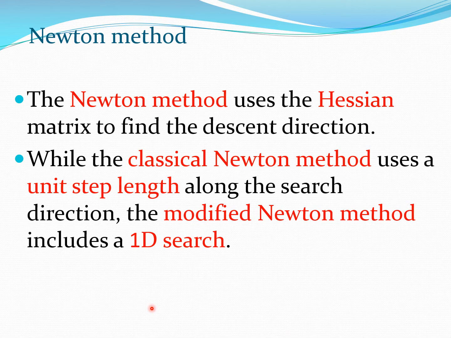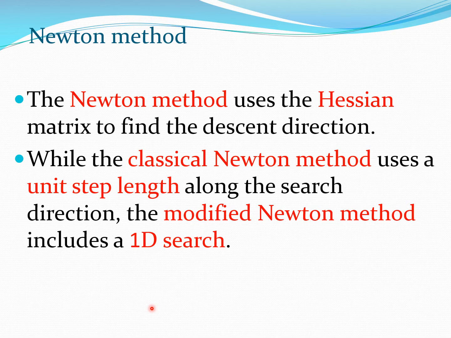Now, essentially, this chapter started with the Newton method. This is a very classical method which uses the Hessian matrix to find the descent direction. We showed that the requirement of positive definiteness was placed on the H matrix to ensure that this search direction is a descent direction and satisfies the descent condition.